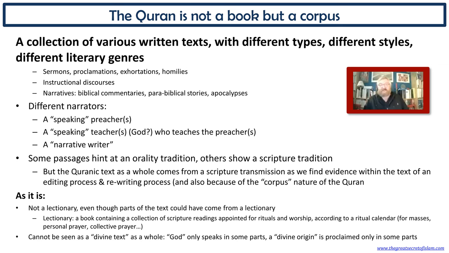And also, this was my first reaction when I first read the Quran, I don't think it is a divine text, because it is so diverse, so bizarre, so odd, that I don't fathom how God could speak to men this way. And we see it in the Quran. God only speaks in some parts, or God or a teacher. We don't know whether it is God or a teacher who is speaking. And the divine origin of the text is only proclaimed in some parts, if and only if we think that the Quran that is mentioned in the Quranic text is the Islamic Quran. And we will see in the Quranic study about the word Quran that it is not the case.